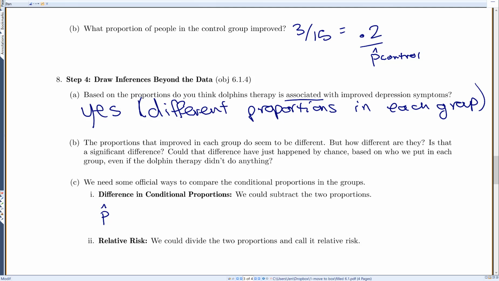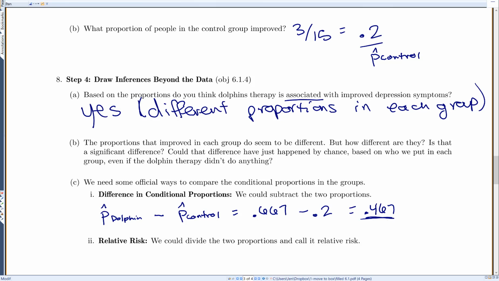So now if I want to subtract those, I'm going to write it like this. I'll do p hat for the dolphins minus the sample proportion, p hat, for the control group. So for the dolphins, it was 0.667, and then I minus the proportion for the control group of 0.2, and that gives me, sometimes you're like, she didn't need a calculator for that, 0.467. So that is the difference in the proportions.